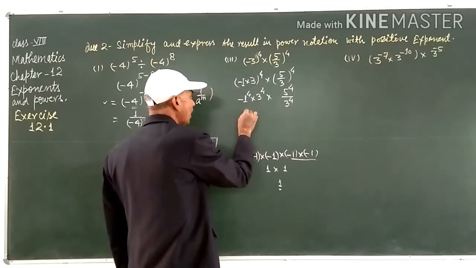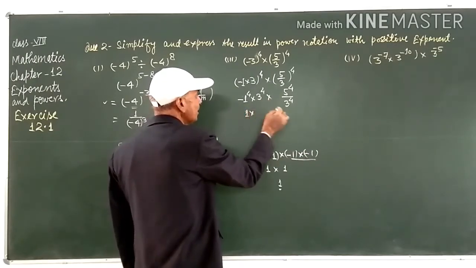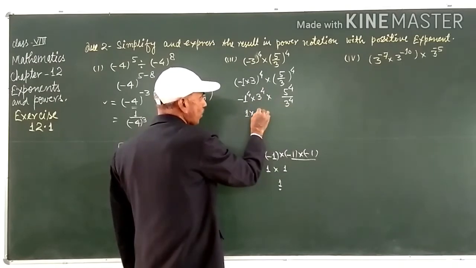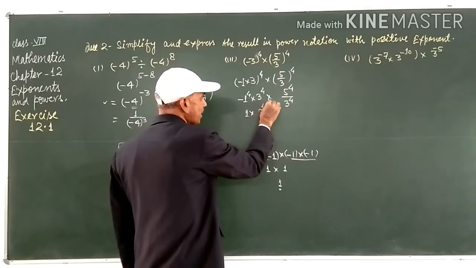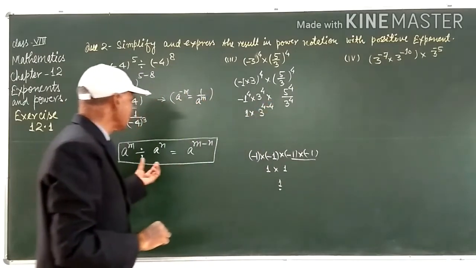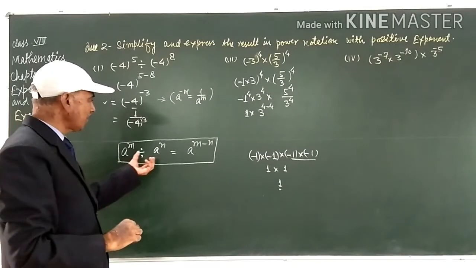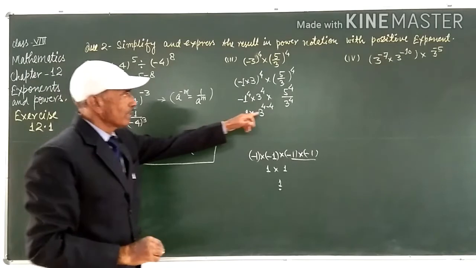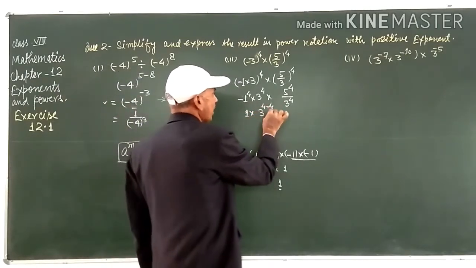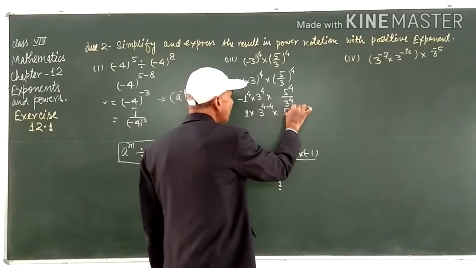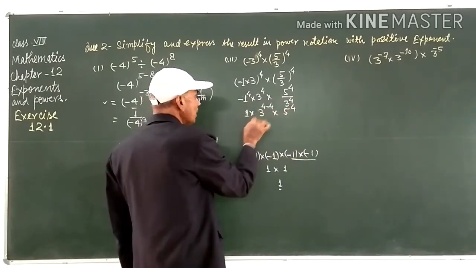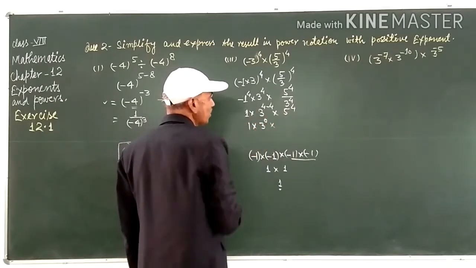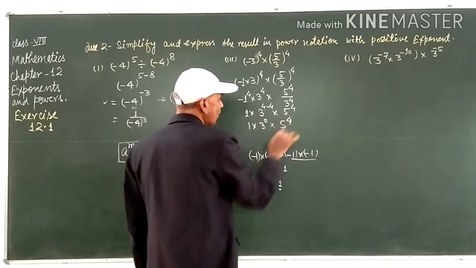So it will be 1 into 3 to the power 4 here, students, and this one divided by 3 to the power 4. So 3 to the power 4 minus 4. This is the law, a to the power m divided by a to the power n is a to the power m minus n. The exponent will be subtracted, into 5 to the power 4. So this one is 1 into 3 to the power 0 into 5 to the power 4.